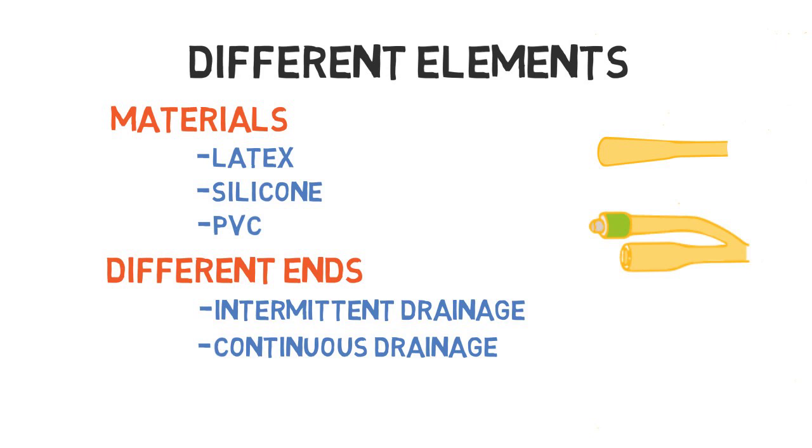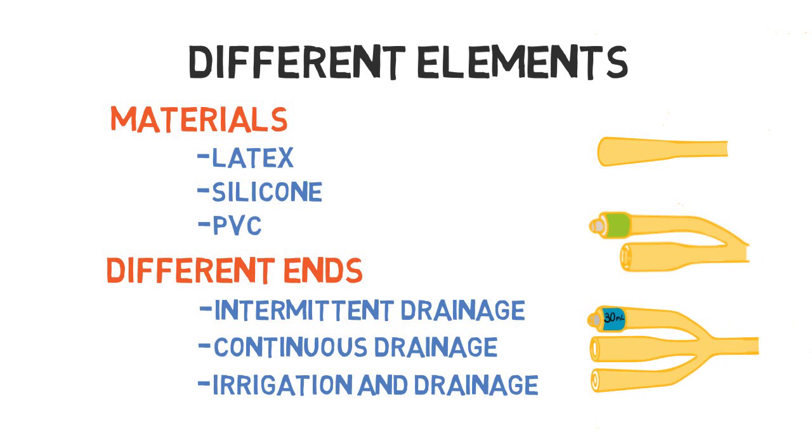If the patient requires irrigation as well as continuous drainage, they would most likely need a large French three-way catheter. This has not only a balloon and drainage port, but it allows for irrigation as well.